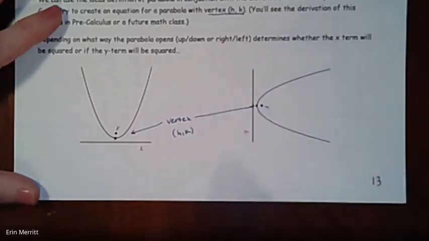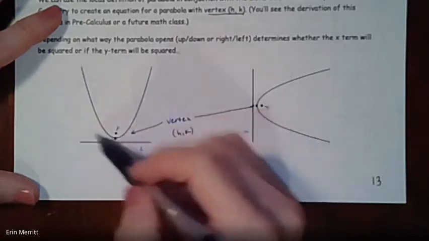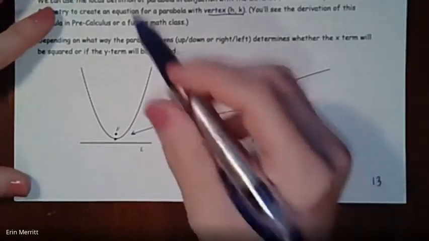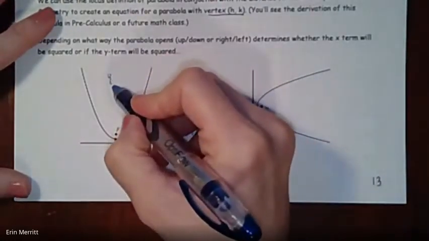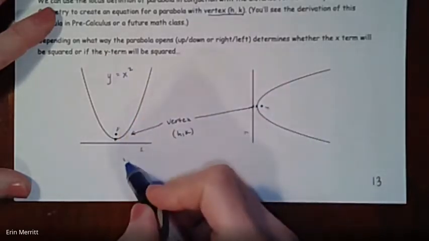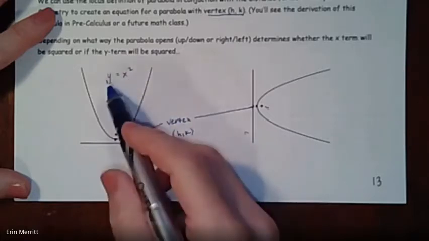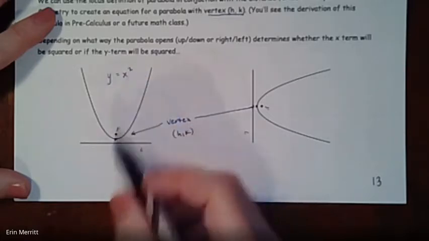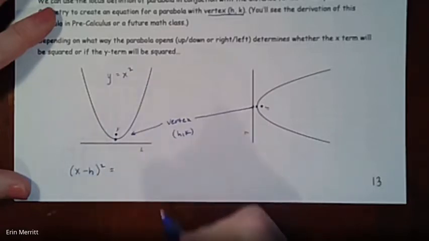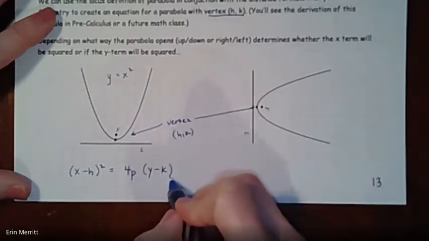Now the equation can vary depending on whether the parabola opens up or down, or opens sideways. When it opens up or down, that's what I would think of as a typical parabola, like a typical y equals x squared. In that case, the y is plain and the x has the square on it. So I'm going to write it like this: (x minus h) squared equals 4p times (y minus k).